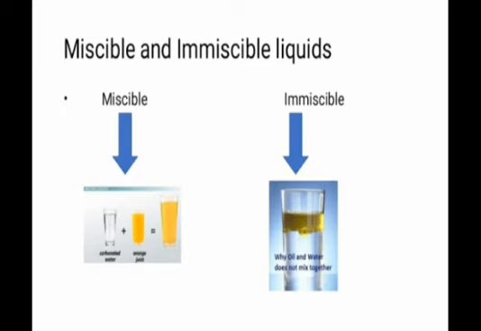At the same time, the liquids which do not mix with each other are known as immiscible liquids. Here in the image you can see how the kerosene and the water are both seen separately, and the kerosene forms a separate layer on the water. So this type of liquid is known as immiscible liquid.